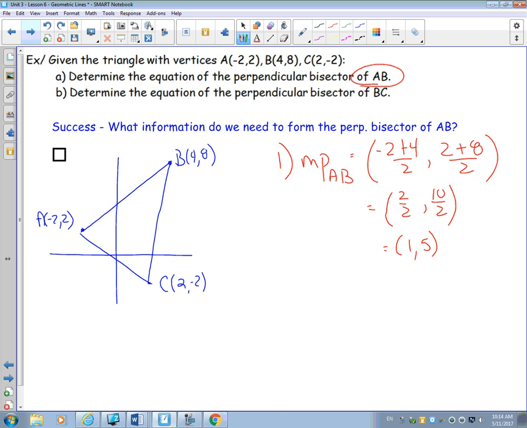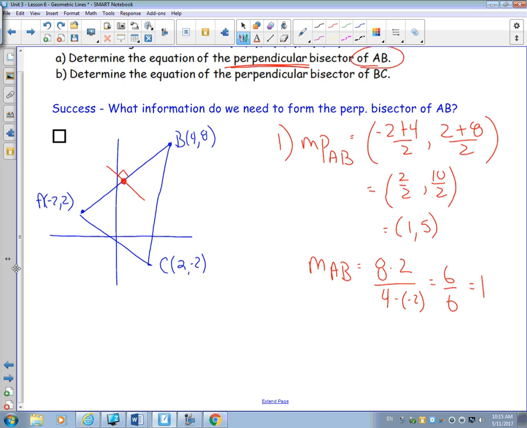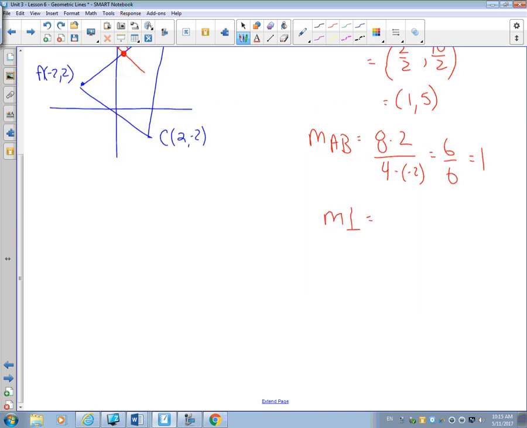Okay, I know where it goes. It's right here. And I know it's going to go through there at a perpendicular. It's going to look like this. Right angle to AB. So let's find the slope of AB. Slope of AB is (8 - 2)/(4 - (-2)). That gives me 6/6, which is 1. But that's AB. I want its perpendicular. So I need to do the reciprocal. Flip it over and change the sign. When we flip 1, you get 1. You get negative. So that was step 2.